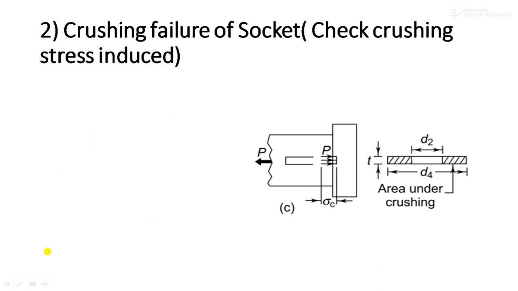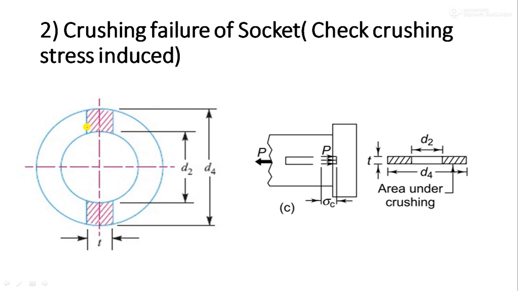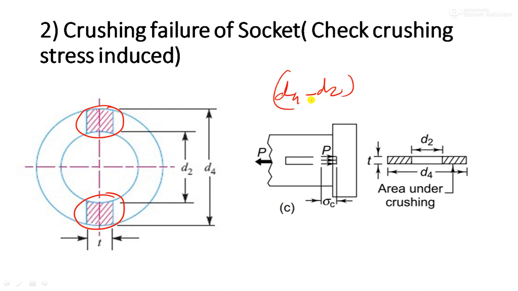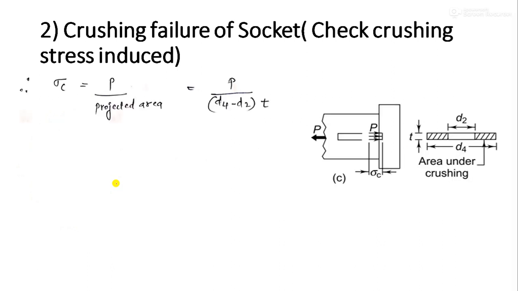So I'll show you one more figure. Imagine that you are looking from the top, you will understand more. Only this area and this area will have the crushing stresses acting. So what will be the area under crushing? The area under crushing will be D4 minus D2 into thickness T, right? I hope you have understood how to calculate the crushing. So looking from the top you will get a crushing failure, looking from the front you will get a tensile failure, looking from the side you will get a shear failure.